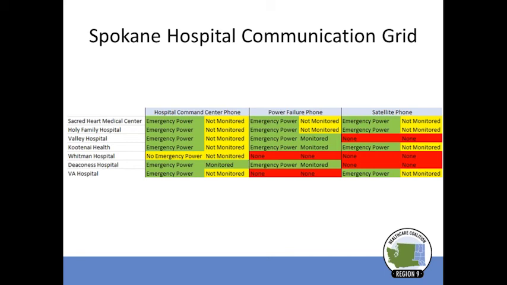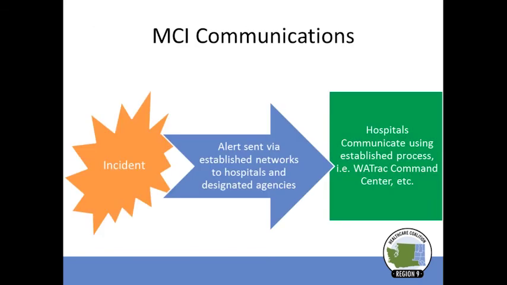So basically what we figured out is the incident happens, whatever that incident is, and then we send out the alert via established networks to hospitals and agencies. The established networks can be the HEAR radio, it can be a phone call. If it's exclusively in Idaho, it could be the 700 system. And then once we know that, we communicate using established process and really go into the WATRAC command center chat room function.